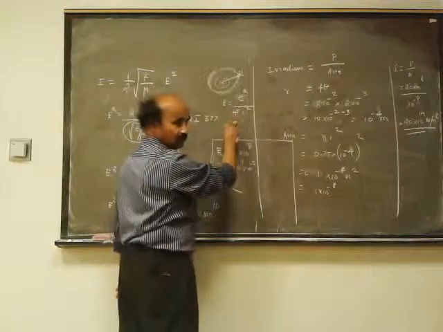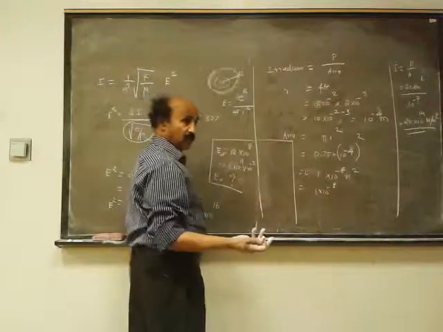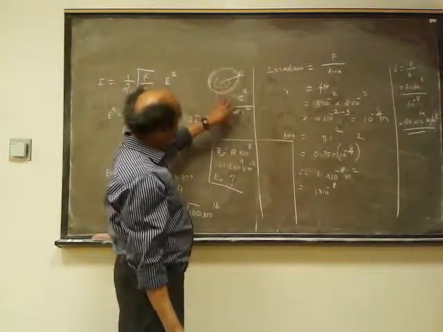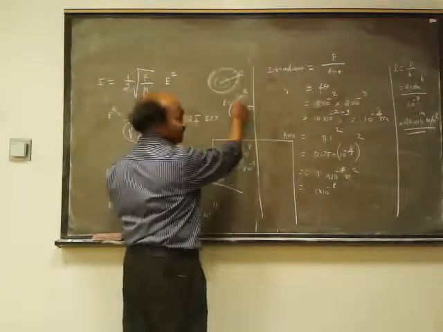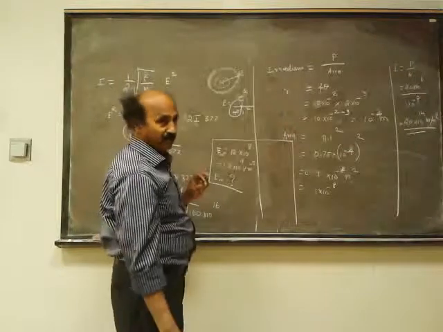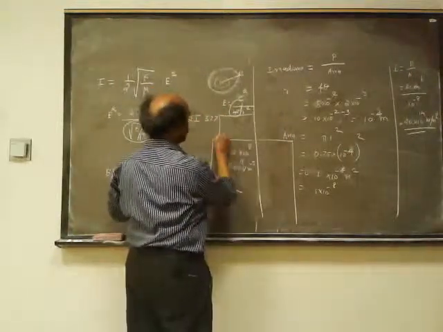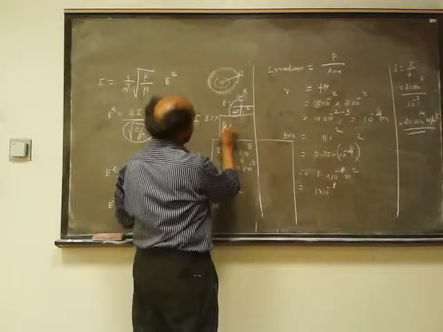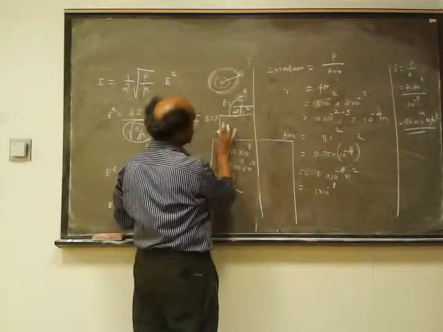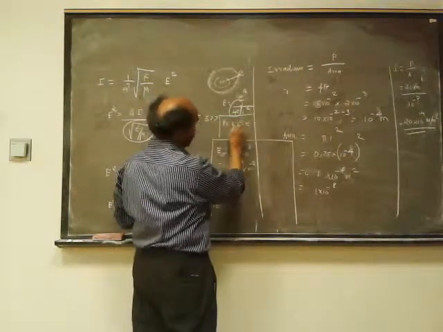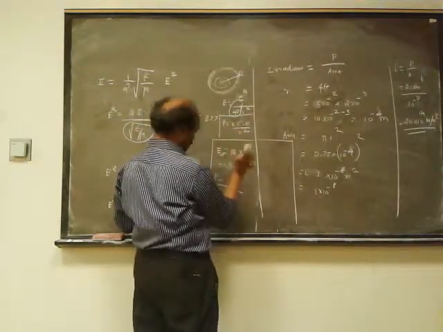Am I right? That's the electrostatic force between charges: K Q1 Q2 over r square. Yes, we know that. The force is K e square over r square. Right. Now look at it.